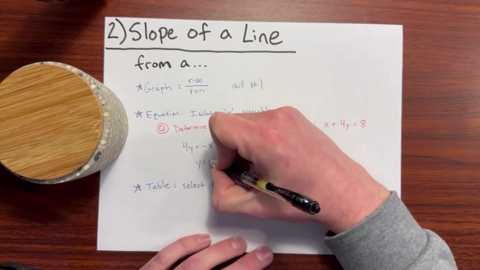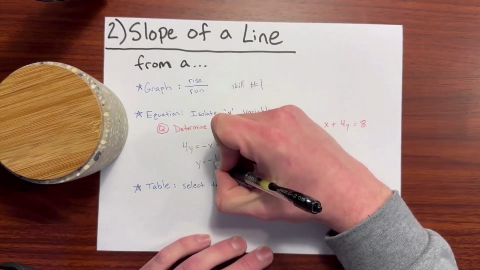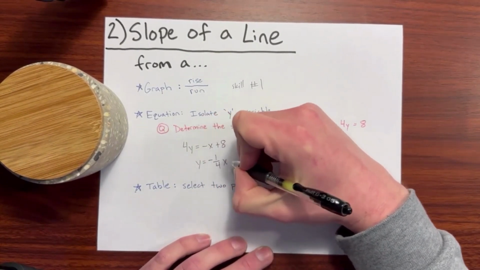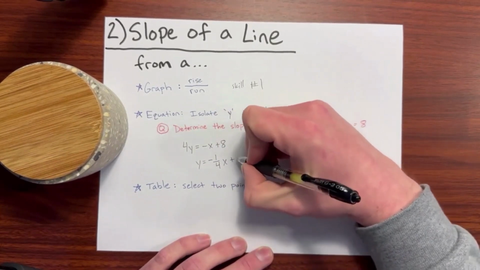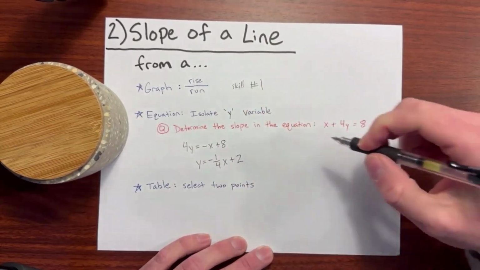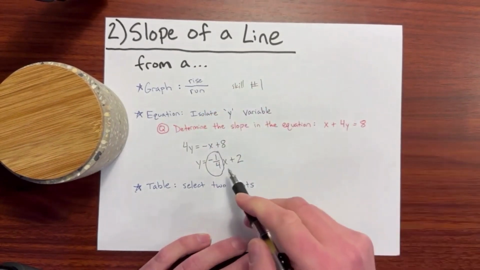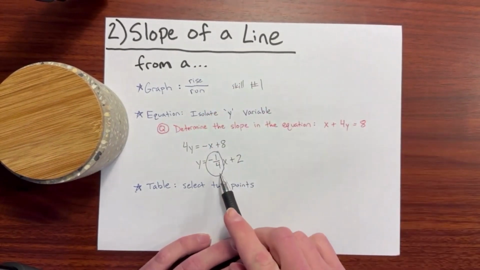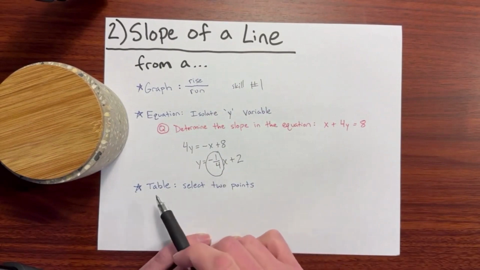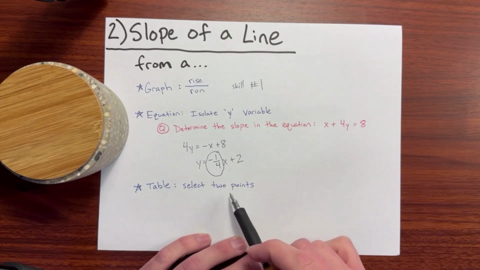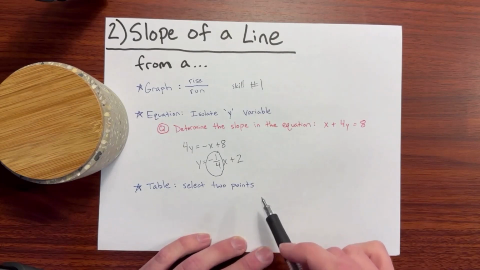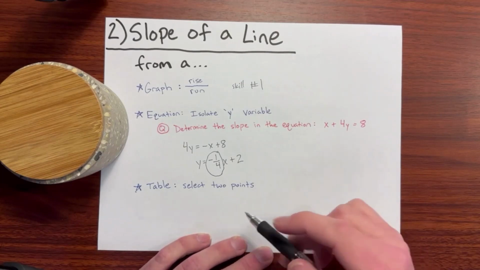So we'll have y equals -1/4 x plus 8 divided by 4 is 2. And then the slope, again, it is that -1/4, so the answer would be -1/4. For determining the slope of a line from a table, you will select 2 appropriate points from that table and then determine the slope of the line.